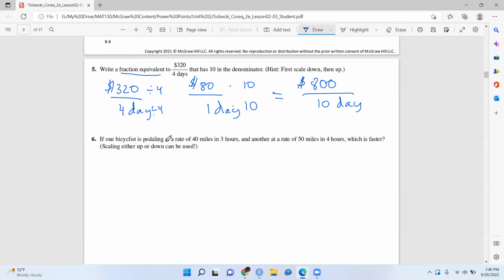Okay, so if one bicyclist is pedaling at a rate of 40 miles in 3 hours and another is doing 50 miles in 4 hours, which is faster? So let me give you 3 minutes. Figure it out. Who's faster? Set a timer for 3 minutes.